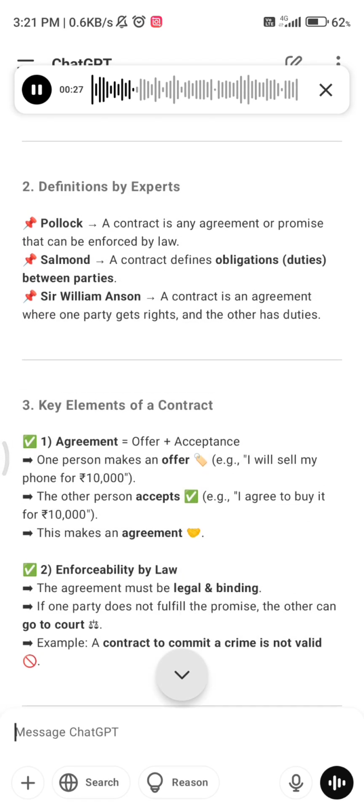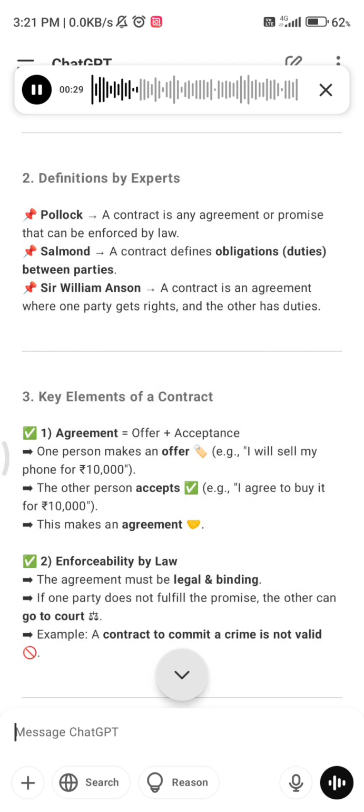2. Definitions by experts. A contract is any agreement or promise that can be enforced by law. Salmond, a contract defines obligations, duties between parties. Sir William Anson, a contract is an agreement where one party gets rights and the other has duties.